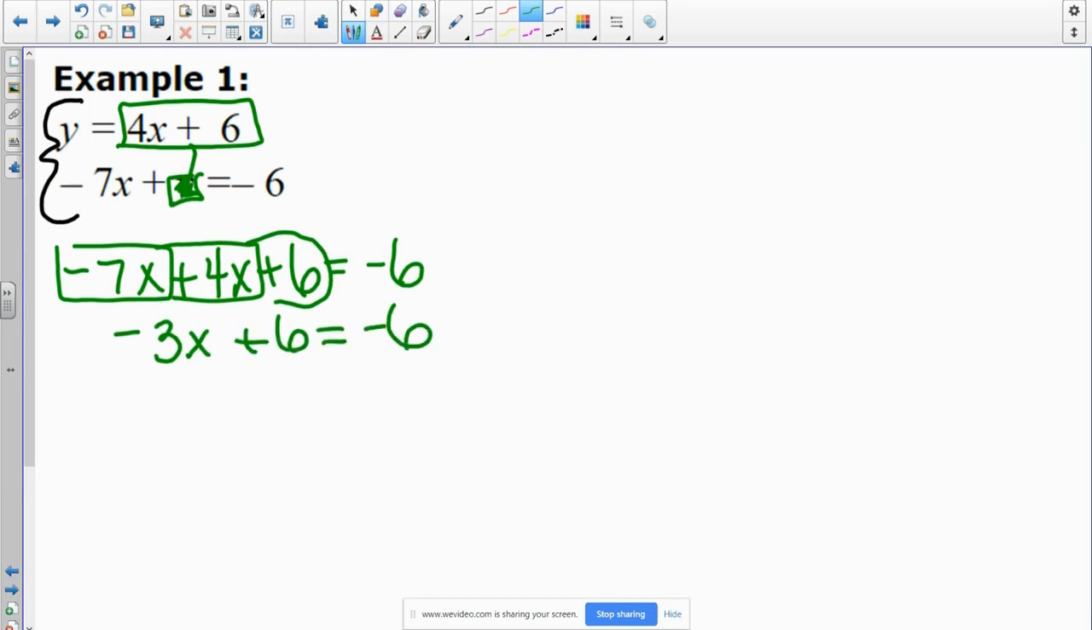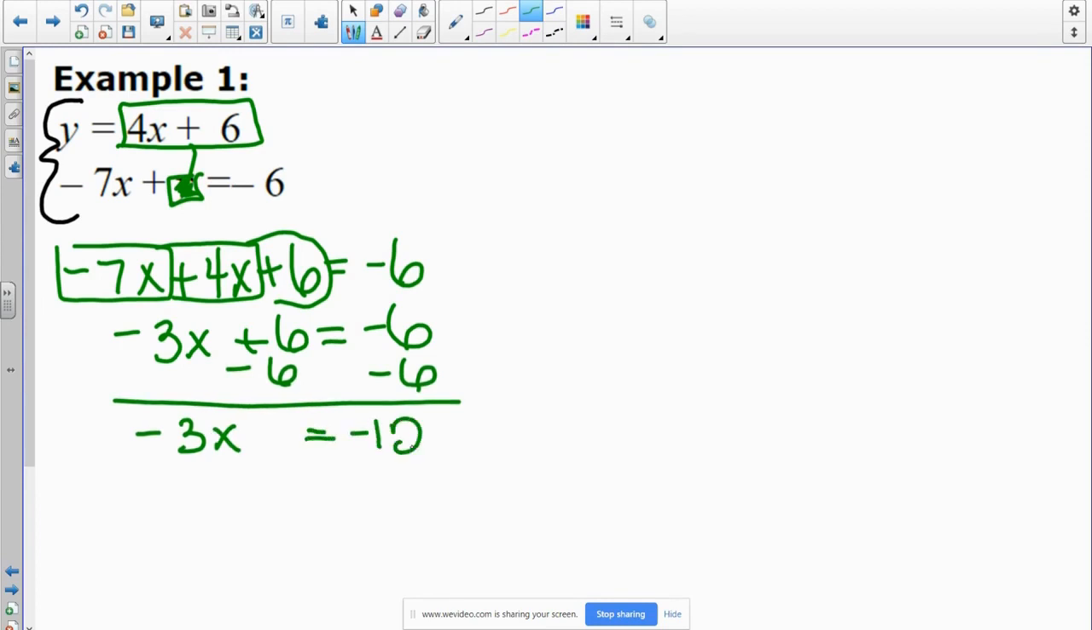Now I'm going to go through my steps. I'm going to subtract 6 from both sides. I get negative 3x equals negative 12.